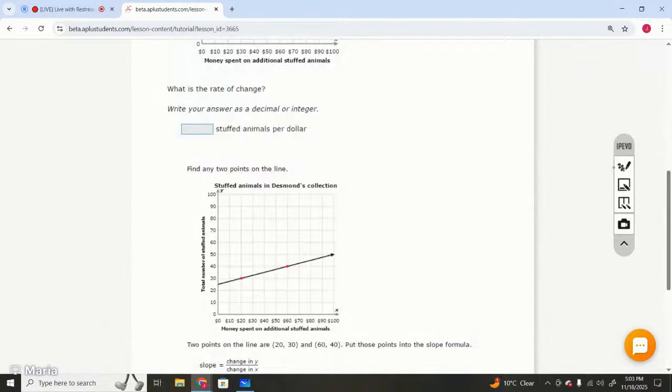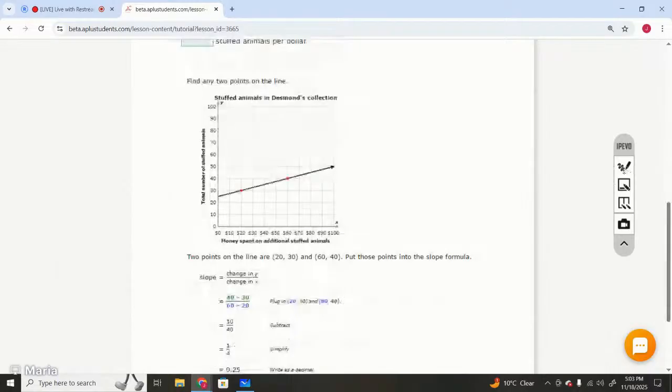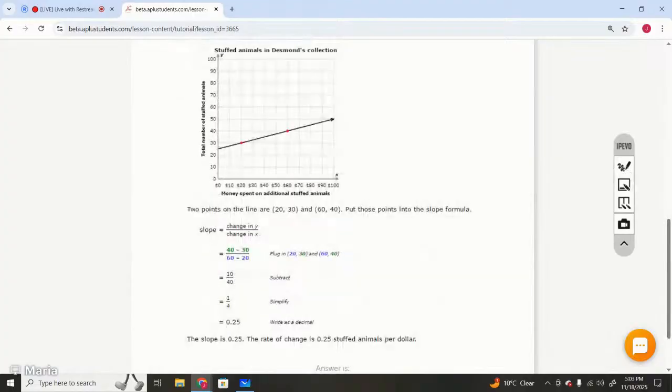For the slope, you can select any 2 points on the graph and you have to use the formula that is slope is equal to change in y divided by change in x. So here are the 2 points. The coordinates of the first point is 20, 30, and for the second one it is 60, 40. So we need to calculate the change in y divided by change in x, so that is 1 by 4. That means the slope is 0.25.